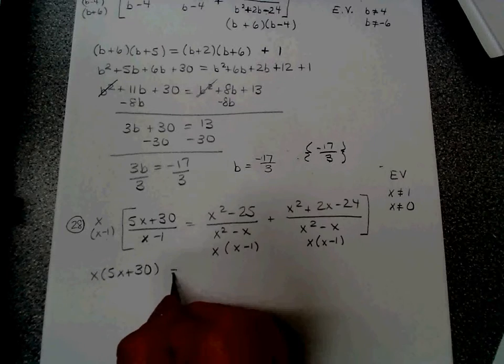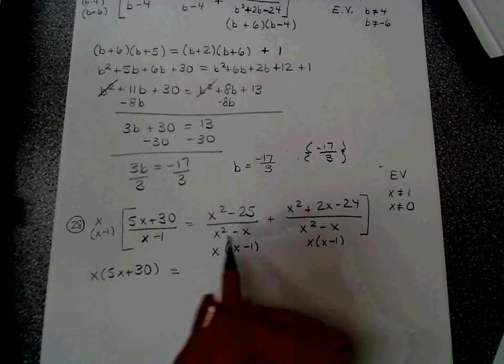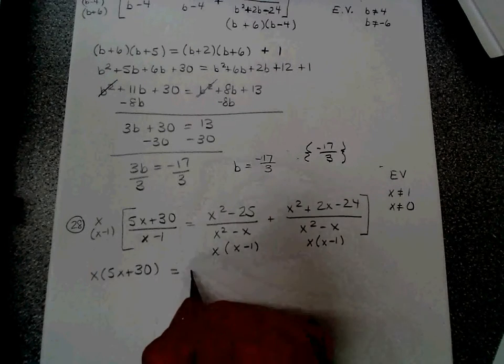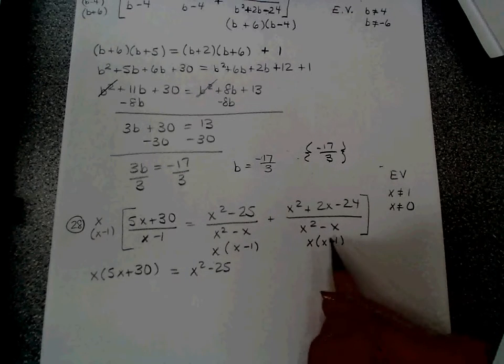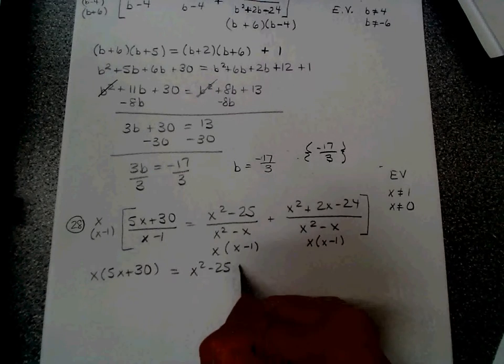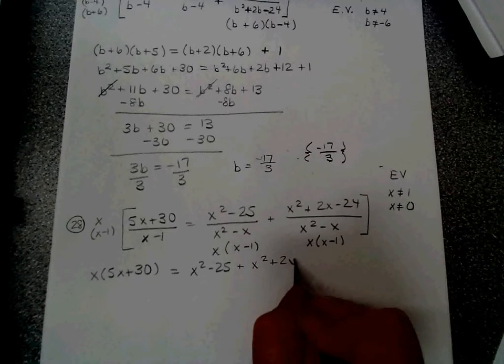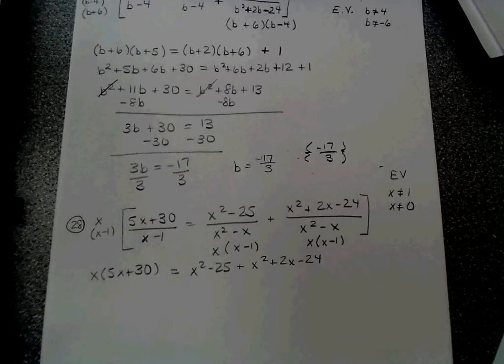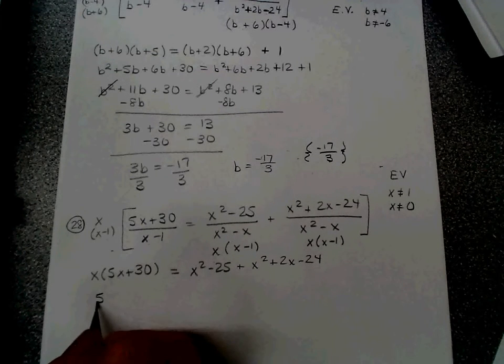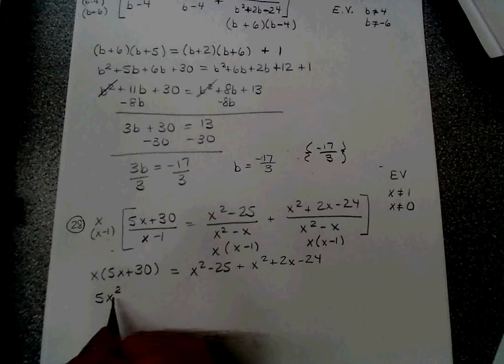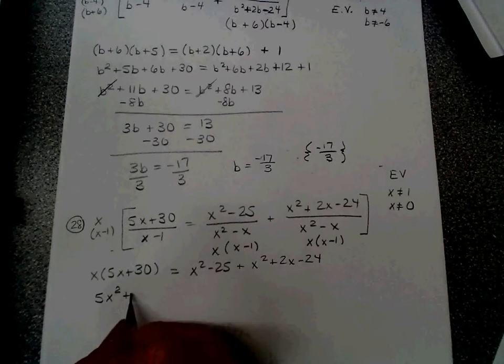equals, here both cancel both. So I'm left with X squared minus 25. Here, both cancel both. So I'm left with X squared plus 2X minus 24. I'm going to foil everything out. X times 5X is 5X squared. I'm going to foil everything out. X times 30 is 30X.